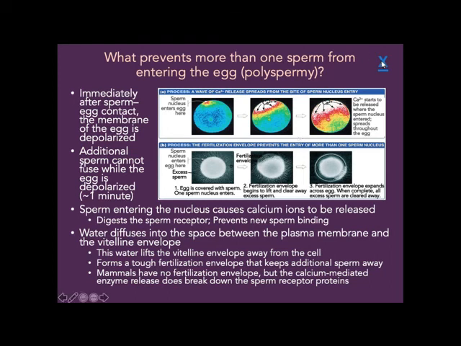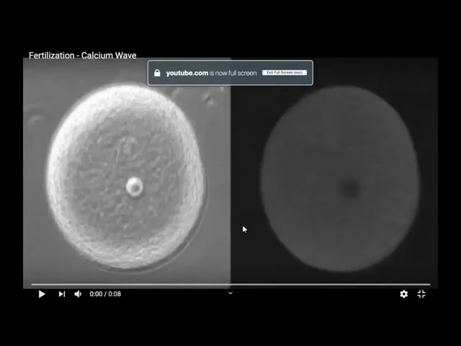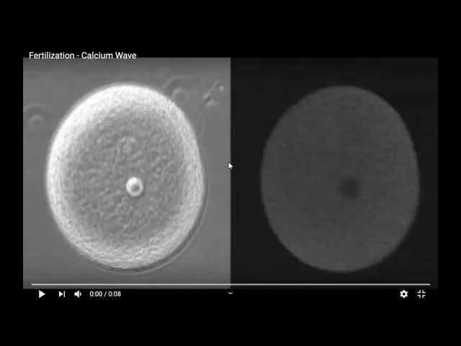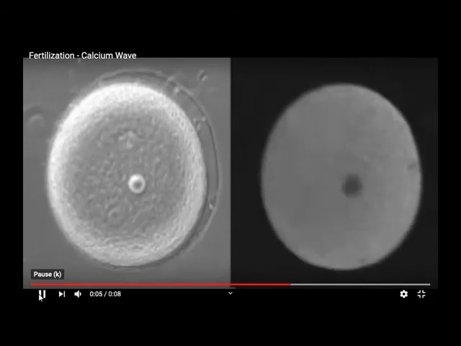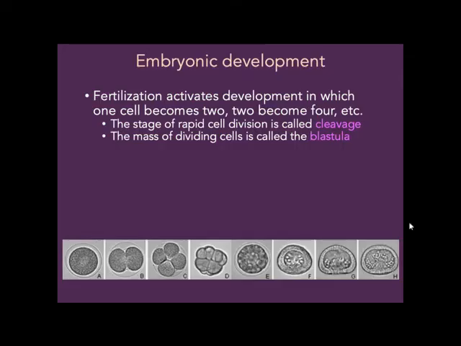All right, I'm going to try this video here. Let's see if it works. All right. So what you're going to see is a sperm, and I think it fertilizes around here. Okay, so the sperm that fertilizes sets off that calcium wave that goes around the egg, and it also causes the vitelline envelope to raise up. So you can see the vitelline envelope form around the outside afterwards. Oh, there it goes. Okay, so let's talk about what happens next.